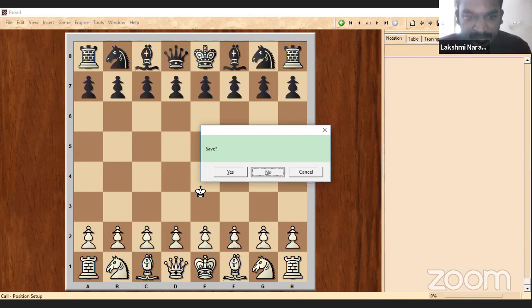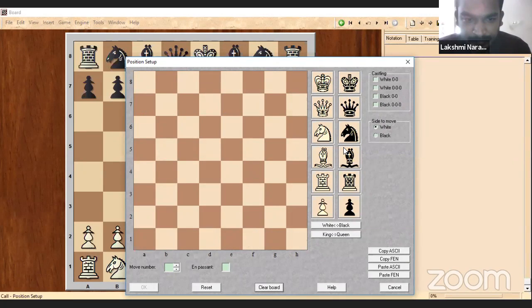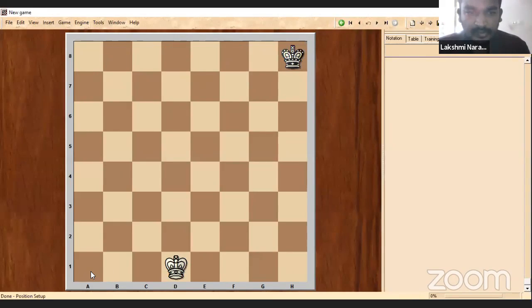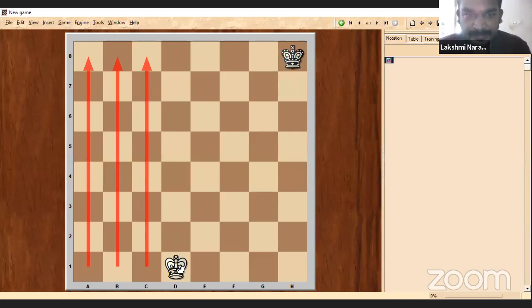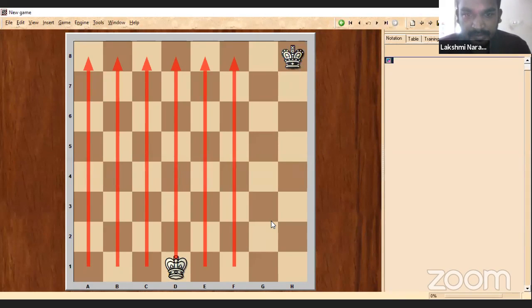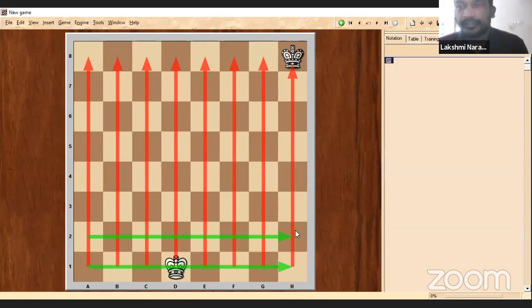So let me clear the board and I will show you. Okay, so these vertical lines are called as files in the chessboard. You can see the vertical lines are called as the files, and the horizontal lines are called as the rank. Okay, so totally we have 8 files and 8 ranks.